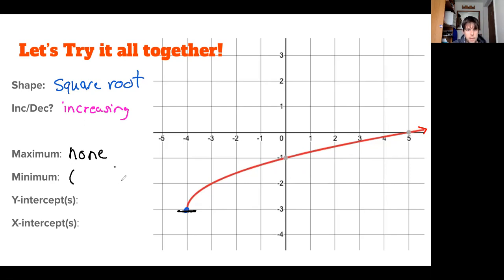So what is that minimum point? Well, to get there, we need to go 4 to the left. So that's -4. And then 3 down. So that's -3, right? You can see those coordinates. Let me just do it this way. -4, -3, right? You can see the coordinates on the actual grid there that way too.